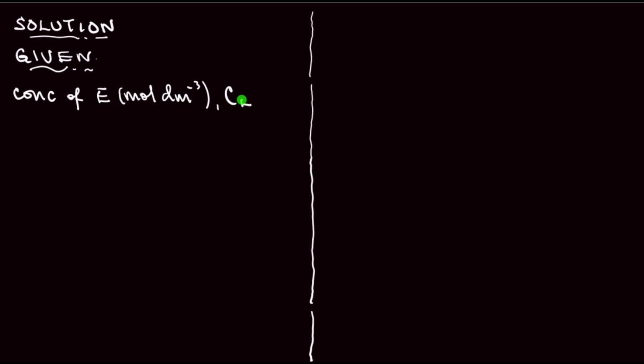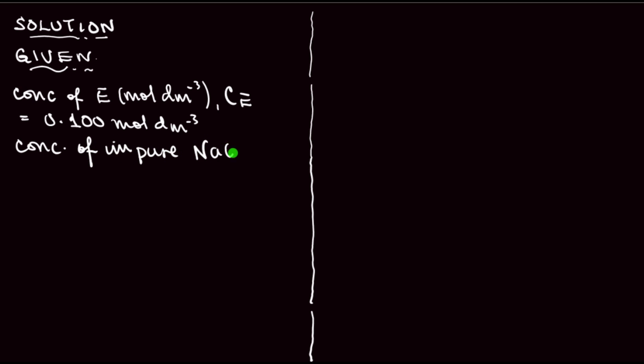That's your CE, which is 0.100 mole per dm cube. This is based on the question. You can be given any concentration in the question, it doesn't matter. The most important thing is understanding the principle, right? Then the mass concentration of impure, that's concentration of impure sodium hydroxide.